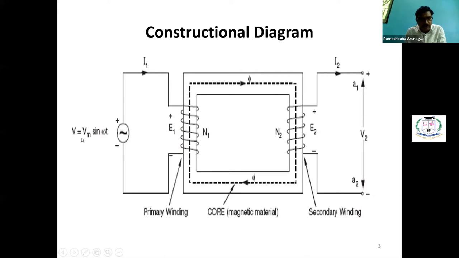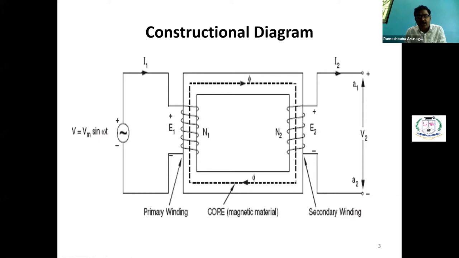So a voltage V is connected, V is equal to Vm sin omega t. A sinusoidal AC voltage is connected to the primary winding. So it is called the primary winding. The secondary winding is where you are going to connect a load. Do you understand that? What do you mean by primary winding and secondary winding?